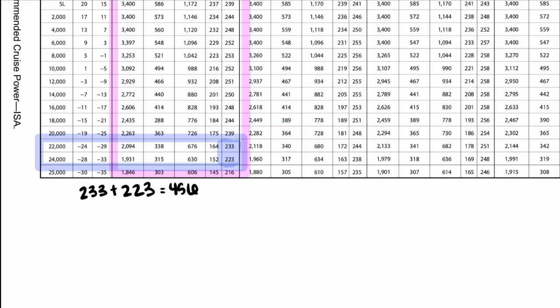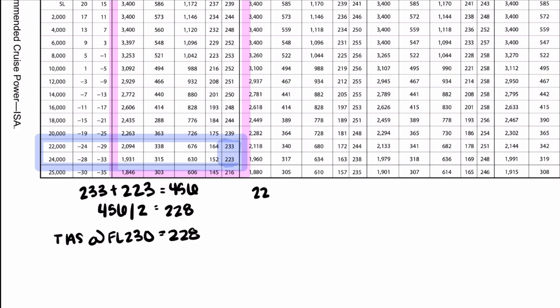So I'm going to take 456 and divide it by 2, and that's going to give me 228. So 228 is going to be my median true airspeed for flight level 230. So my true airspeed at flight level 230 equals 228. To find the ground speed, we have to apply our wind component. So we're taking 228 and we're subtracting 19. So 228 minus 19 is going to give us 209.